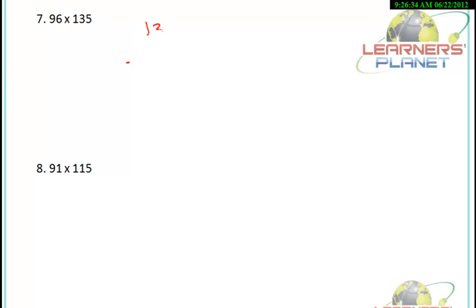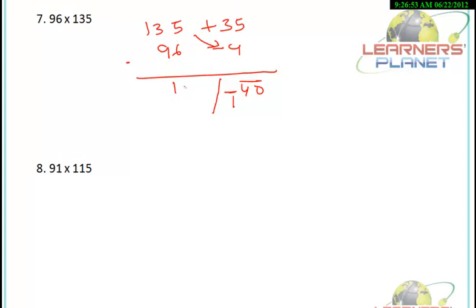Now it's 135 into 96. It's plus 35. It's minus 4. What 35 into 4 is? 35 twos are 70, 70 twos are 140. So it's 140. Then 135 minus 4 is 131.